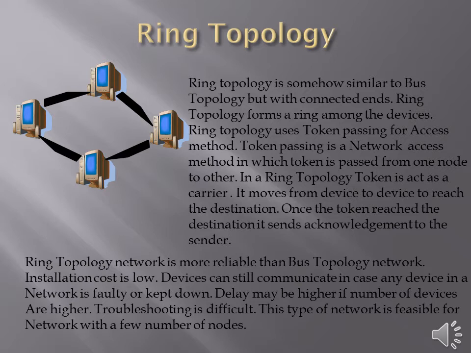Ring topology network is more reliable than bus topology network. Installation cost is low. Devices can still communicate in case any device in network is faulty or kept off. Means in a network, if the second node is failed, it will follow the another path and still be able to communicate to the nodes. Delay may be higher if number of devices are higher. Since we know that each device is connected one after one, so if number of devices are higher, the delay would be higher. Troubleshooting is difficult. This type of network is feasible for network with a fewer number of nodes.